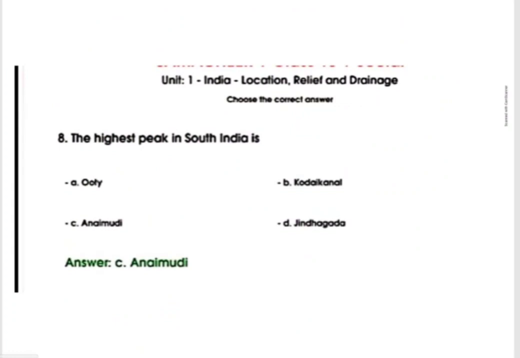The next one: the highest peak in South India. Which one? Anai Mudi. Already you marked, children, in your book. Okay, listen carefully. The highest peak in South India is Anai Mudi.